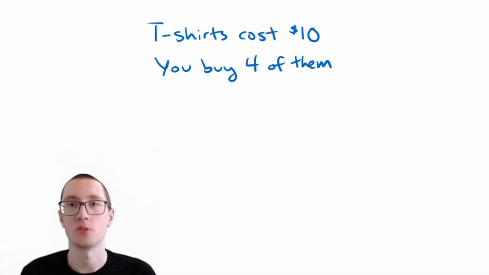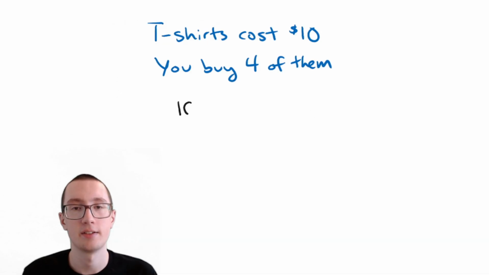The hard part that trips students up is how to write this as an equation. So how did you figure out that 4 t-shirts cost $40? Well, you probably multiplied 10 times 4 in your head. So if you wanted to write a general equation for how much t-shirts cost, then all you have to do is say, well, I am multiplying the cost, $10, by however many I'm buying.